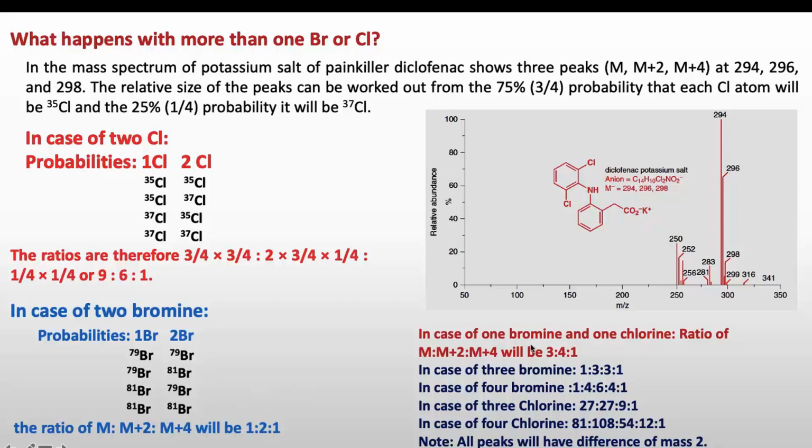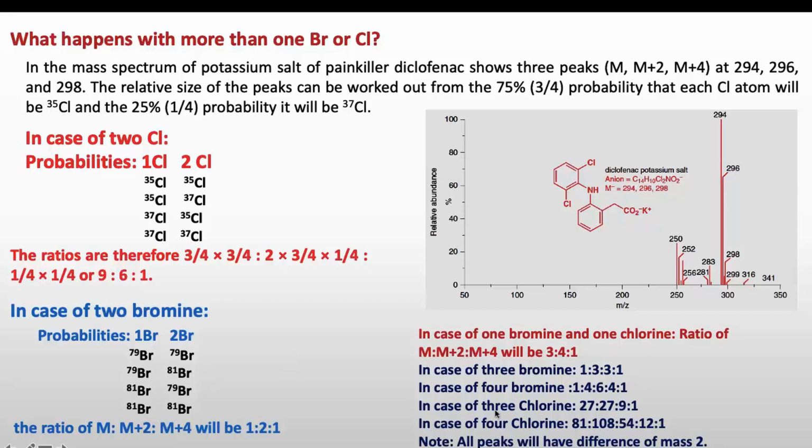Now in case of 1 bromine and 1 chlorine, the ratio of M, M plus 2, M plus 4 will be 3:4:1. In case of 3 bromine, the ratio will be 1:3:3:1. In case of 4 bromine, the ratio will be 1:4:6:4:1. In case of 3 chlorine, that will be 27:9:1. So all the ratios are calculated by this probability method.